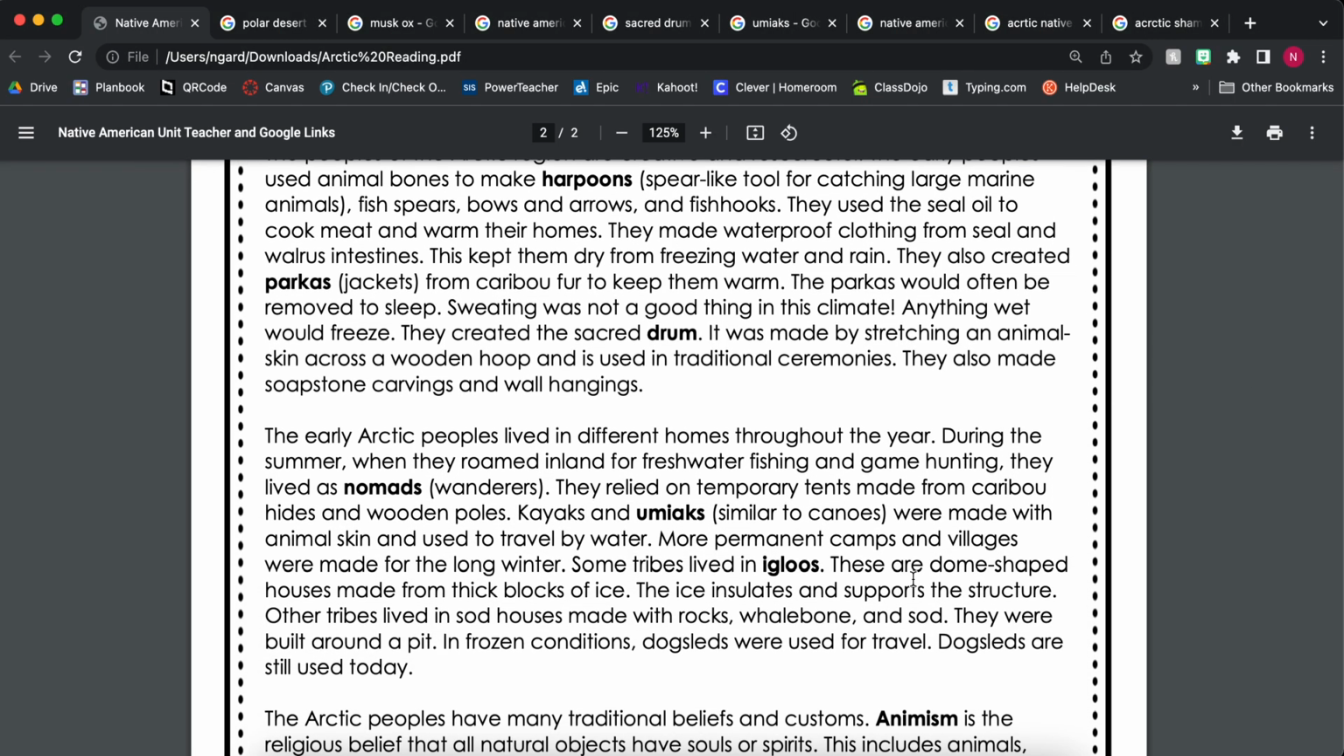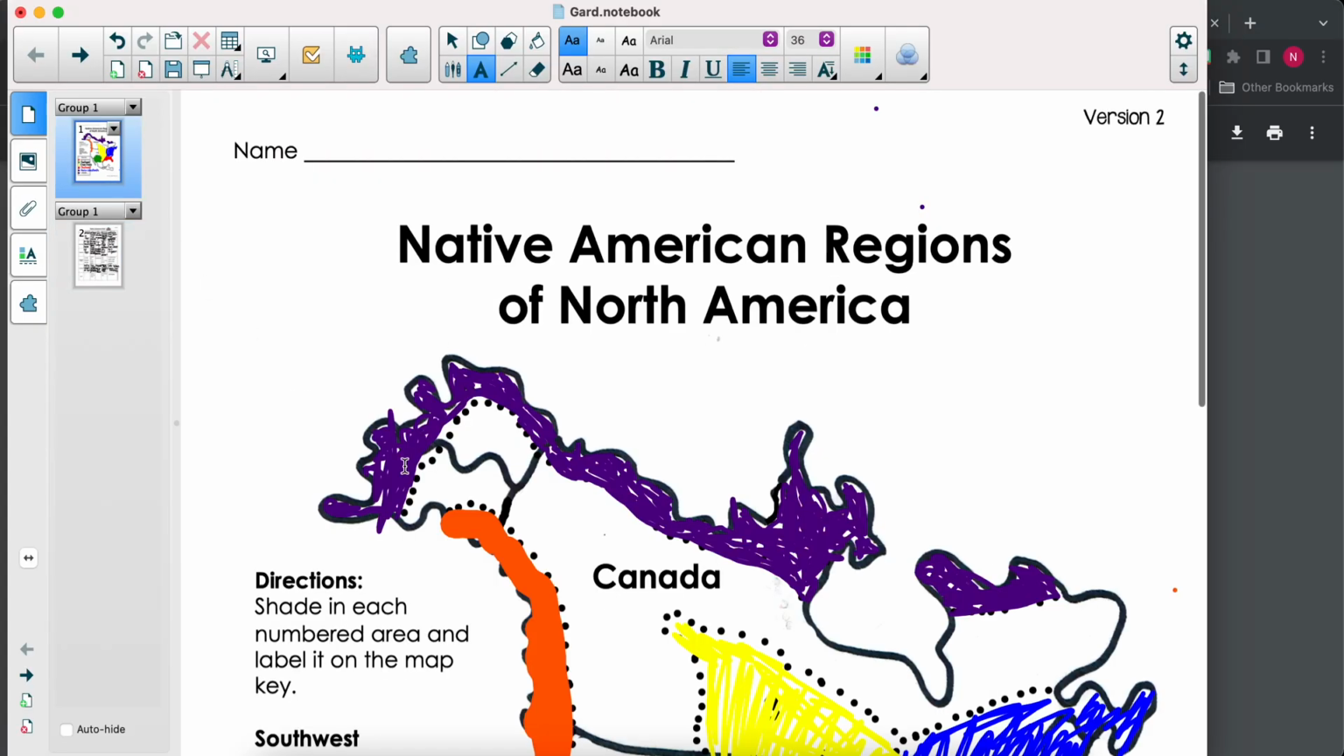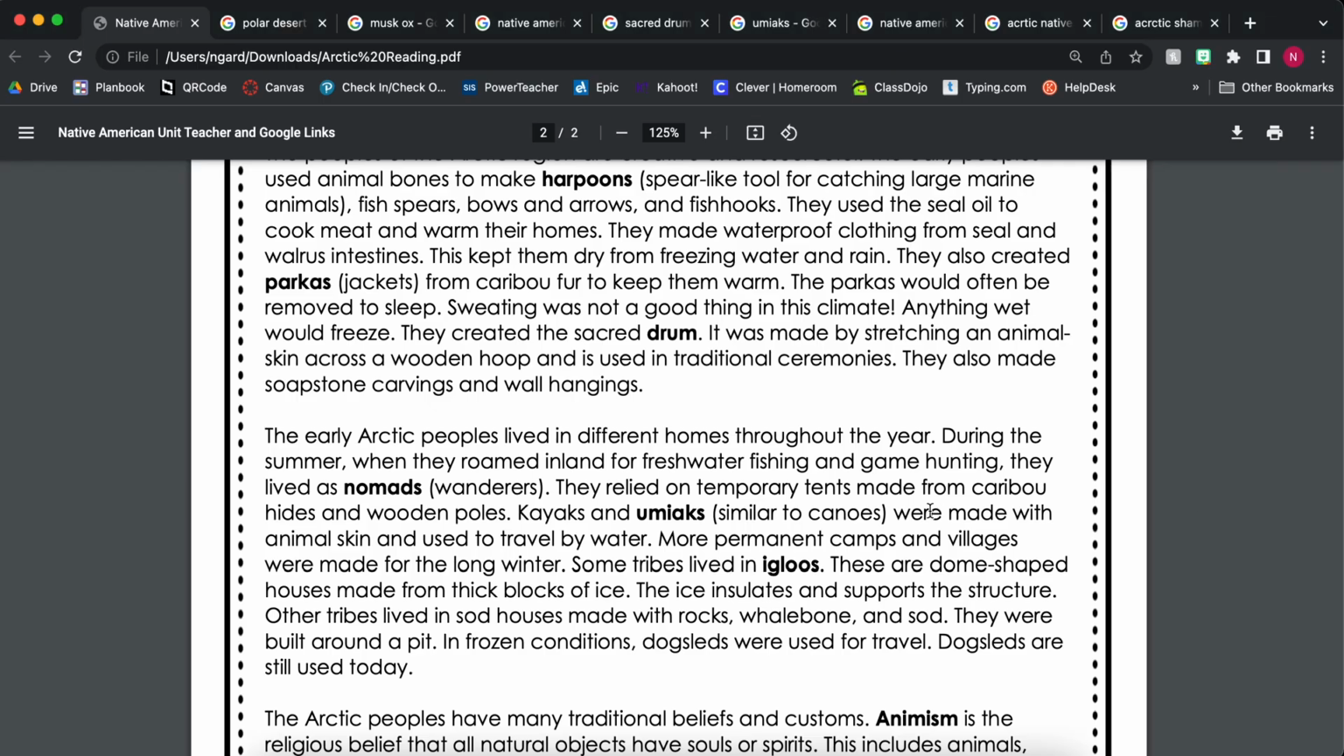The early people lived in different homes throughout the year. So during the summer, when they roamed inland for fresh water and fishing and game hunting, they lived as nomads. There's a couple things that I want to talk about here. When they talk about roaming inland, I want to show us our map. Inland means like away from the water. So if they lived right here on the water most of the time, as it got warmer, they could actually move farther into this mainland because there would be animals in the summer because it wasn't quite so cold. So they would move farther and farther away from the water.